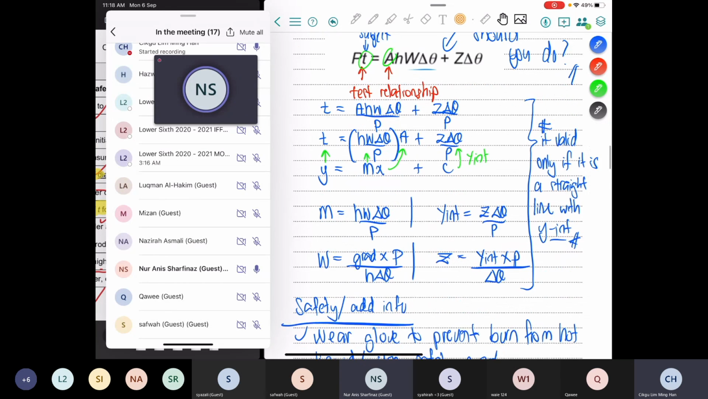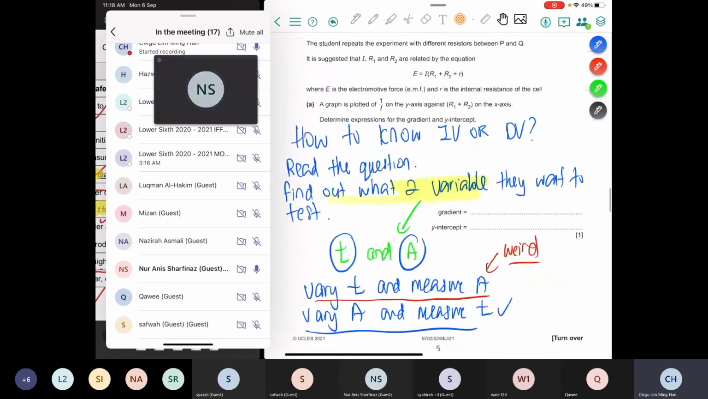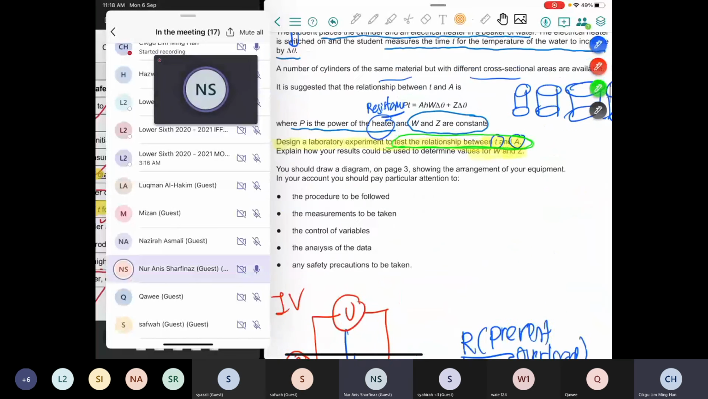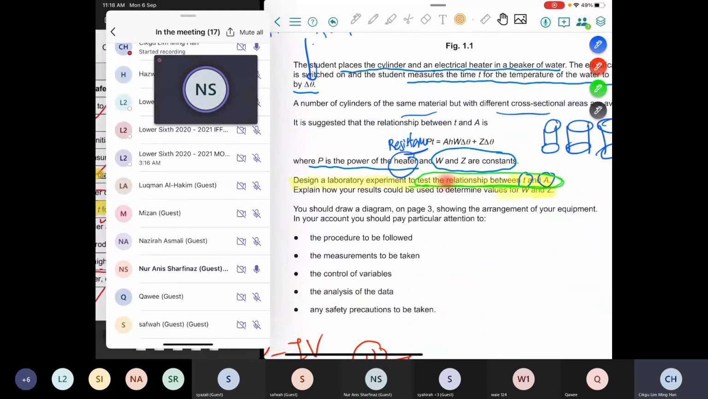Okay, so again, you need to read the question here again. There are two variables. Every question has two variables that you want to test. Let me show you, this is the two variables here. Every year they will ask you, they want to scan this, measure this and so on. So it's up to you. You see, T and A, right, Anis?